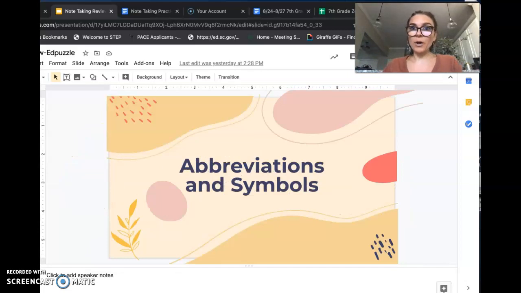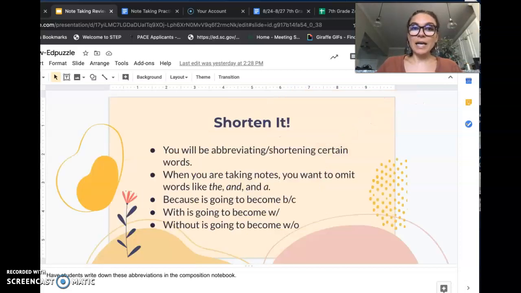Okay, we also ended up talking about abbreviations and symbols that we use during note taking. So I want you to answer me this. What were the 3 words that we talked about that you shouldn't use in writing your notes? 3 words that you should not use during note taking. Go ahead, answer that. If you said the, and, and a, then you are correct. When you are writing notes, you want to omit or keep out the words the, and, or a.